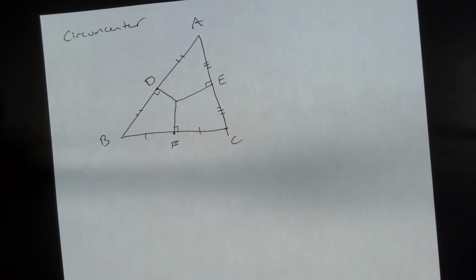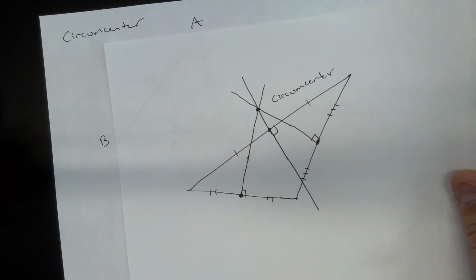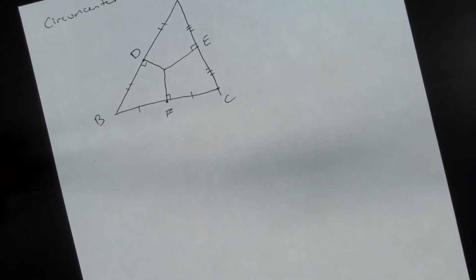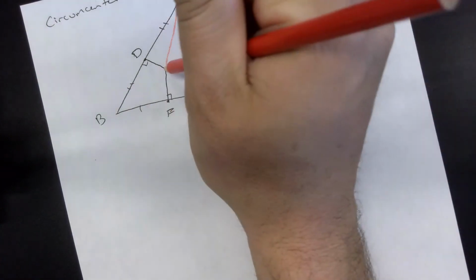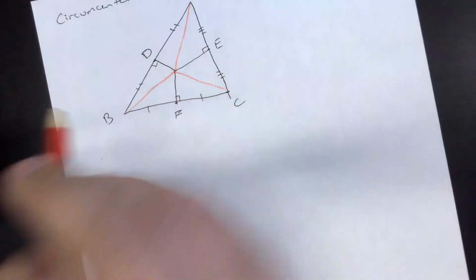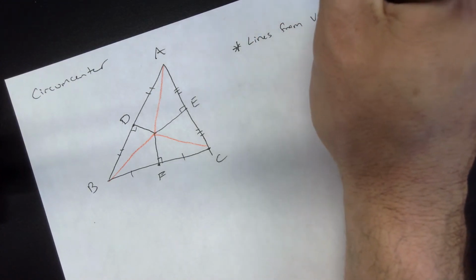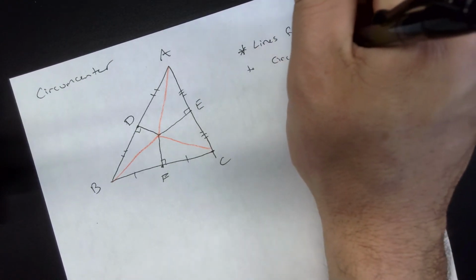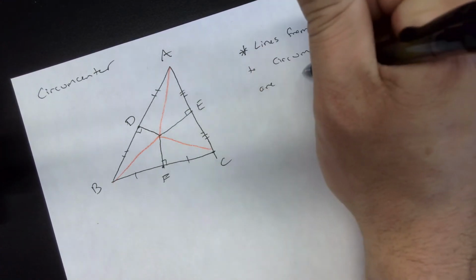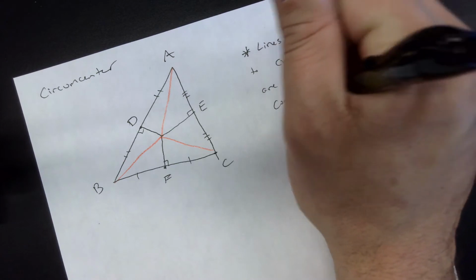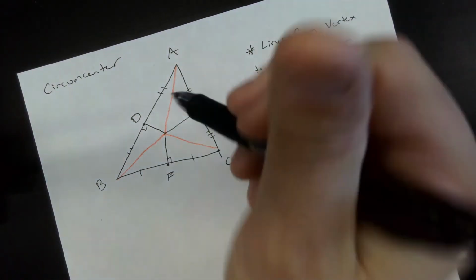So on the one I just barely drew, look at that one. Where do all three cross? Outside of the triangle, but it's still called the circumcenter, because the definition is where the three perpendicular bisectors cross. And what you have to know about it is that it bisects the line. The last thing you have to know, and this is where it's most important: the lines from the vertex to the circumcenter. If you want to write this, lines from vertex to circumcenter are equal or congruent. Vertexes are A, B, and C.